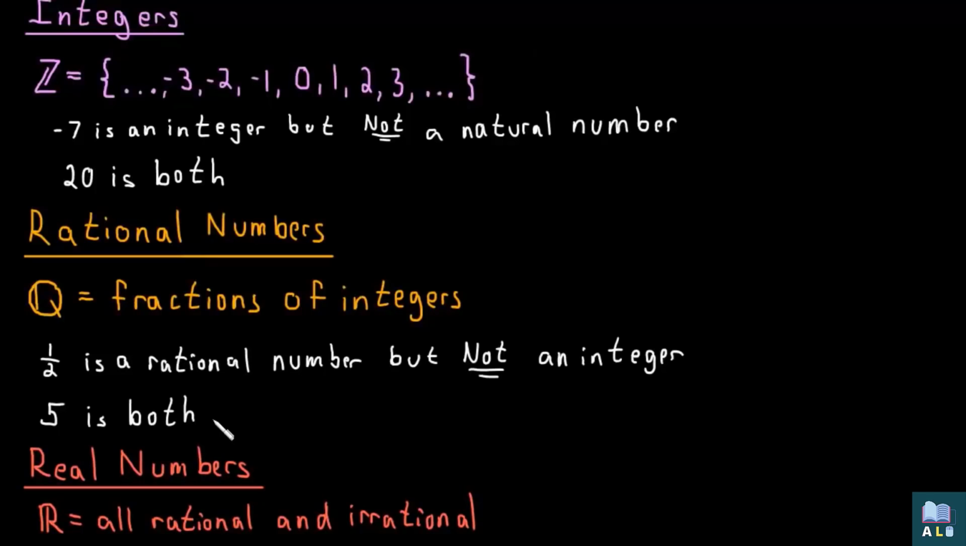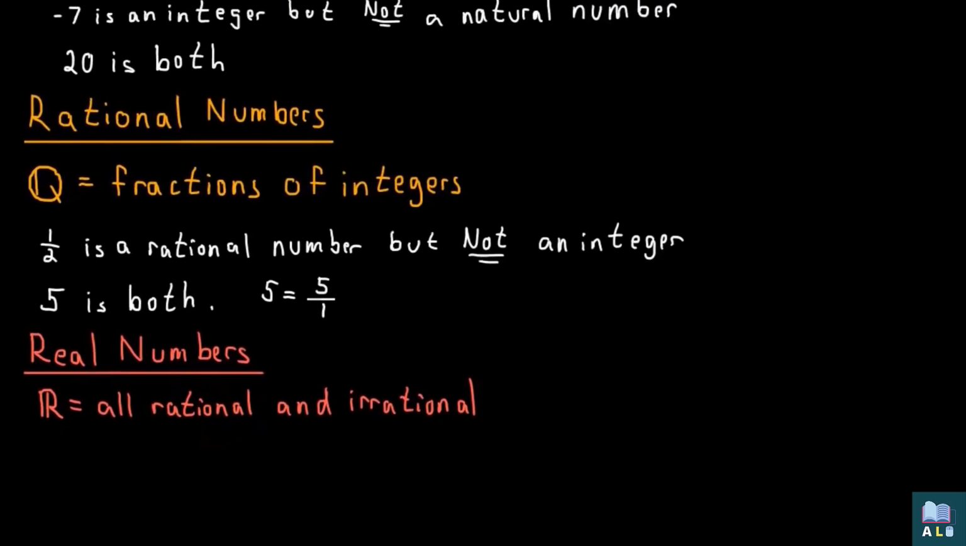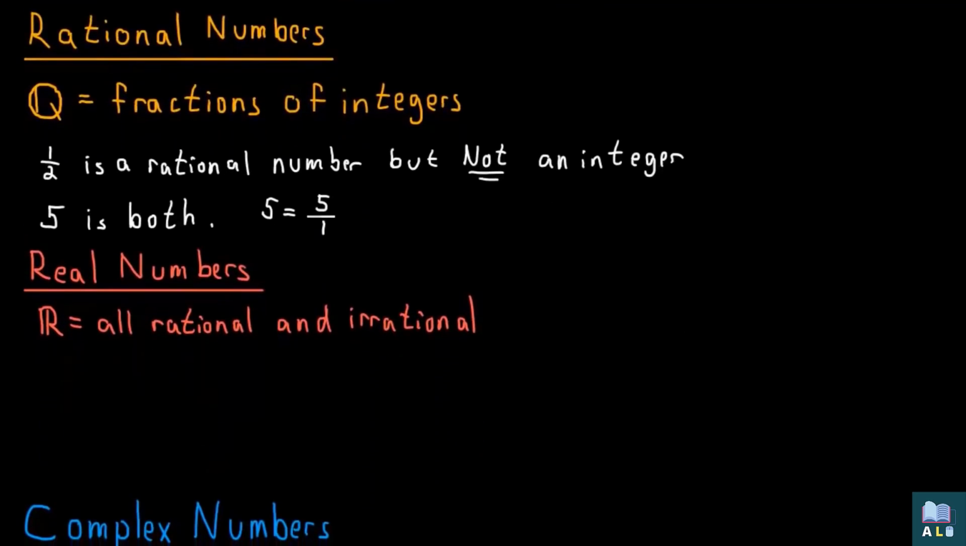Why? Think about it. 5 is definitely an integer and a natural number for that matter, but it's also a fraction because 5 is the same thing as 5 over 1. Now 5 is an integer and 1 is an integer, so we can write 5 as a fraction of integers. So 5 is a rational number and an integer. In fact, all the integers are rational numbers.